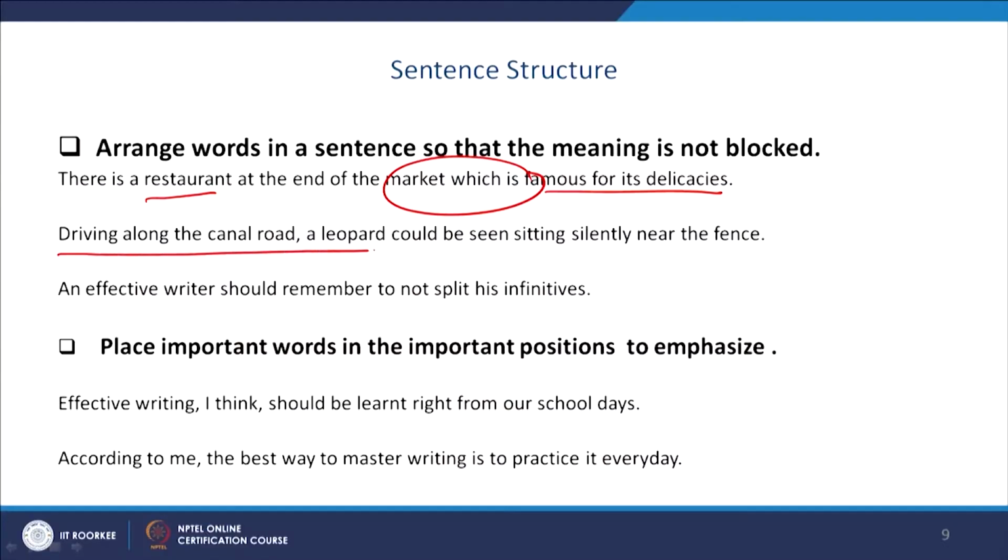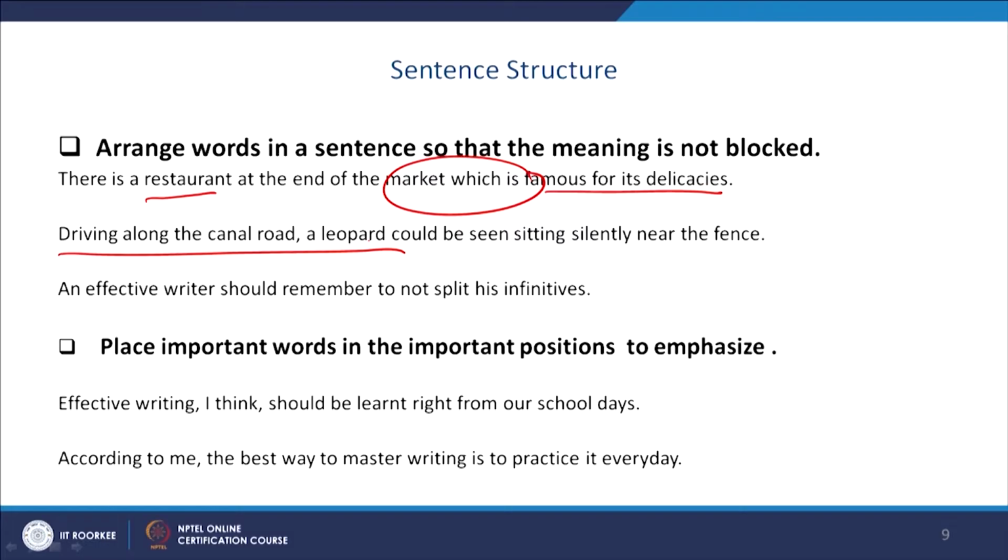Again, this lack of our consideration for the sentence structure is being caused because of the dangling modifiers or referents. Now, look at the other sentence. Driving along the canal road, a leopard could be seen silently sitting near the fence. Now, who was seen? A leopard. Whether the leopard was driving? No, you were driving. So, all these sentences actually require a sort of revision.